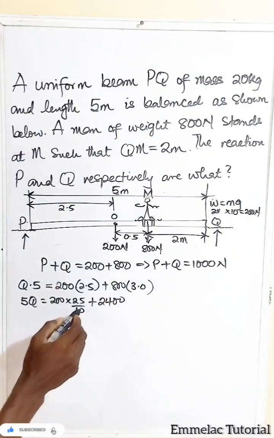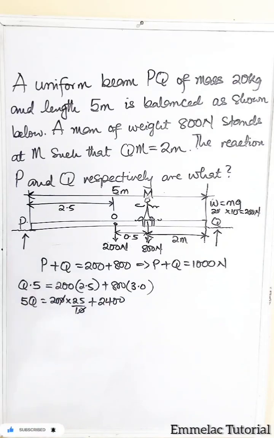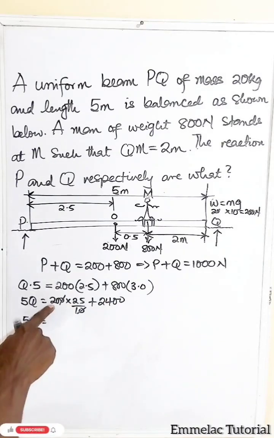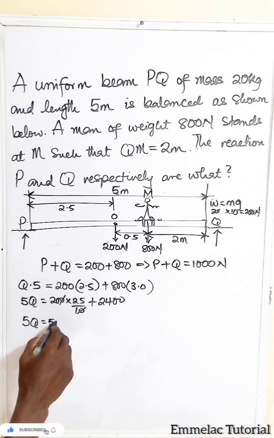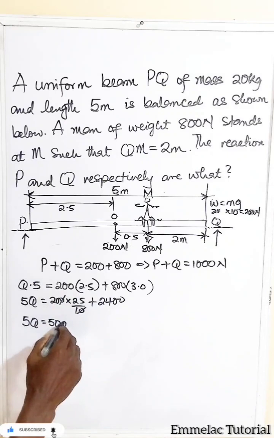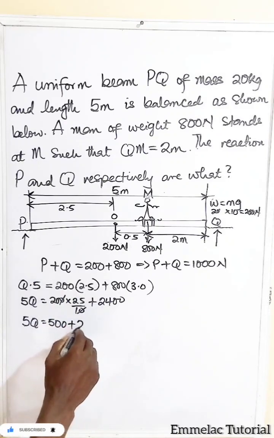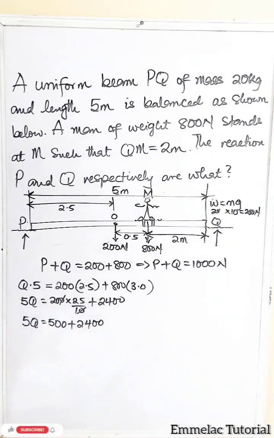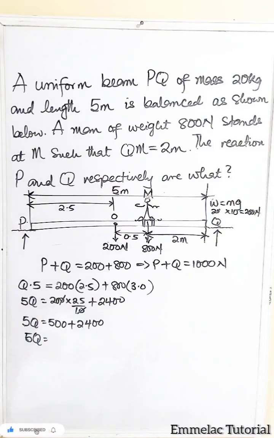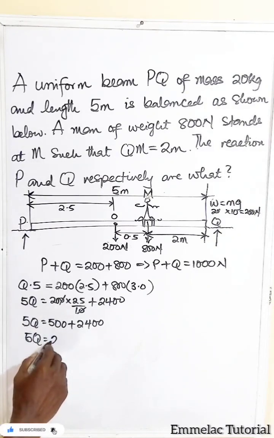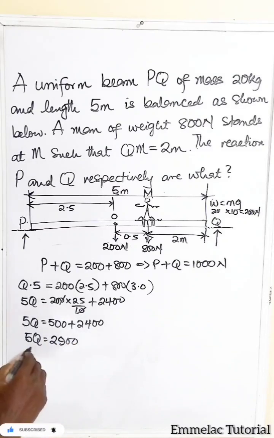So here we have 5Q equals 20 times 25. Which means 20 times 25 will give us what? 50, then plus our 0, that will be 500. Then plus 2400. So here we have 5Q equals 500 plus 2400, which will give us what? 2900. Now divide both sides by 5.